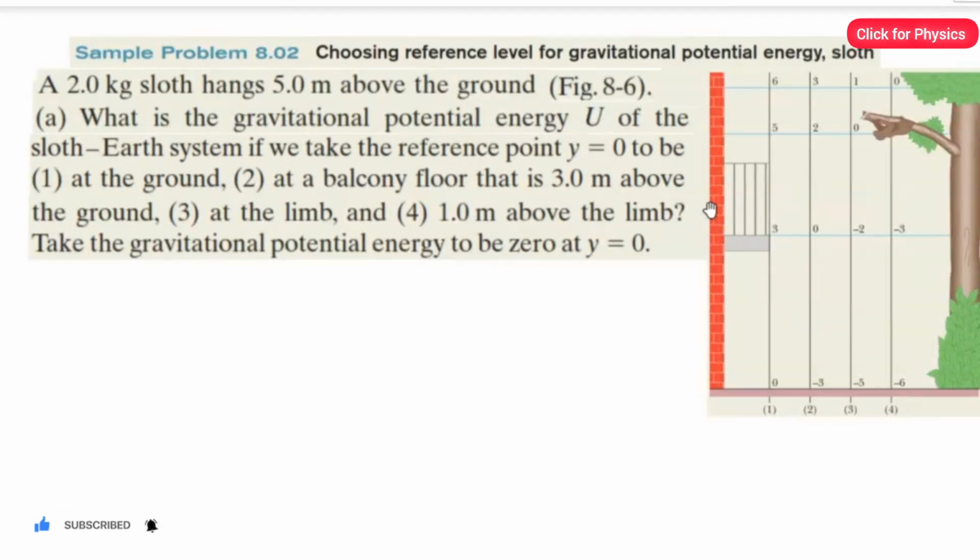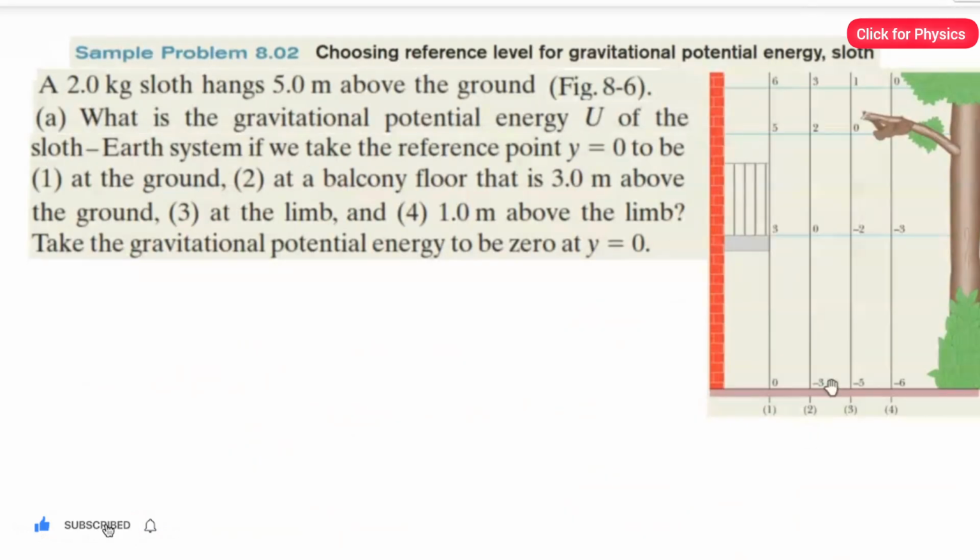So now you can see how to answer this question, and in this figure they mentioned 4 vertical lines. So each vertical line is for each question. For example, let's take the first question. What we are going to find? We are going to find what is the gravitational potential energy of the sloth Earth system if we take the reference point y equal to 0 to be at the ground.